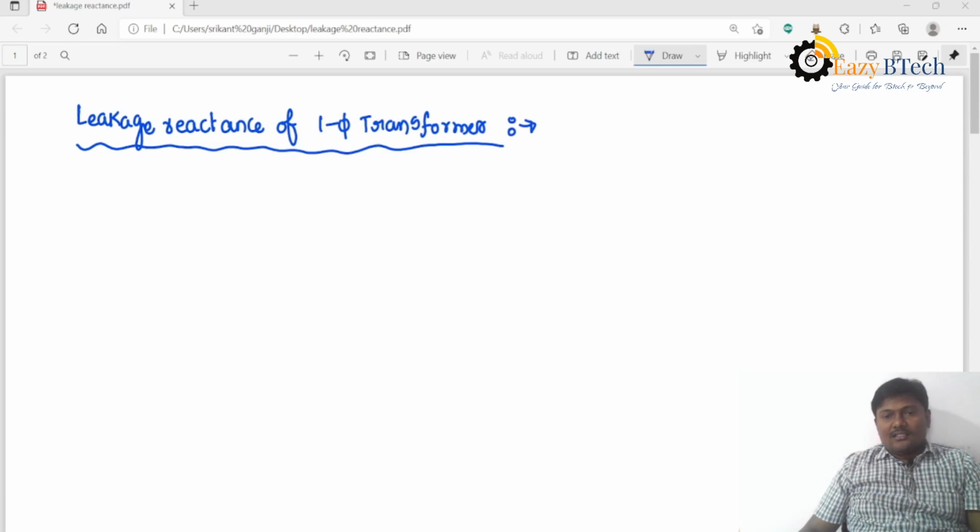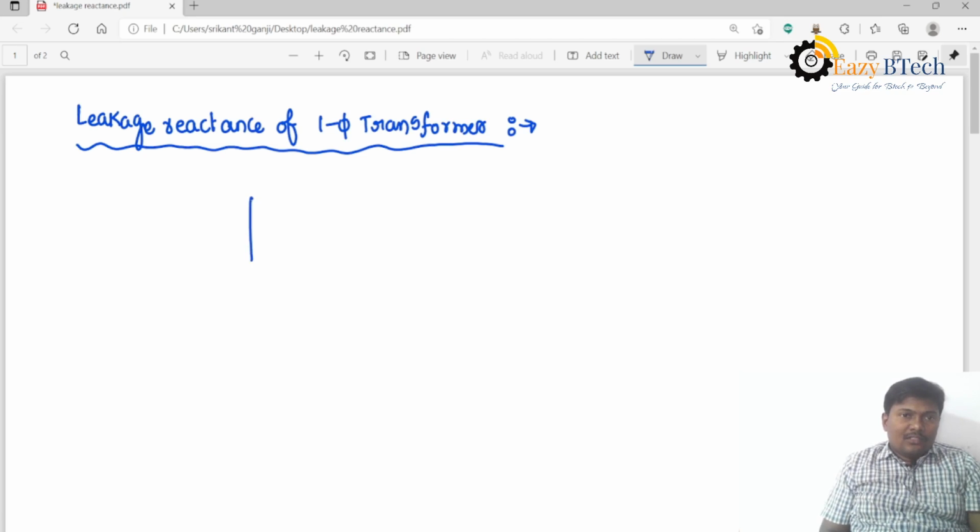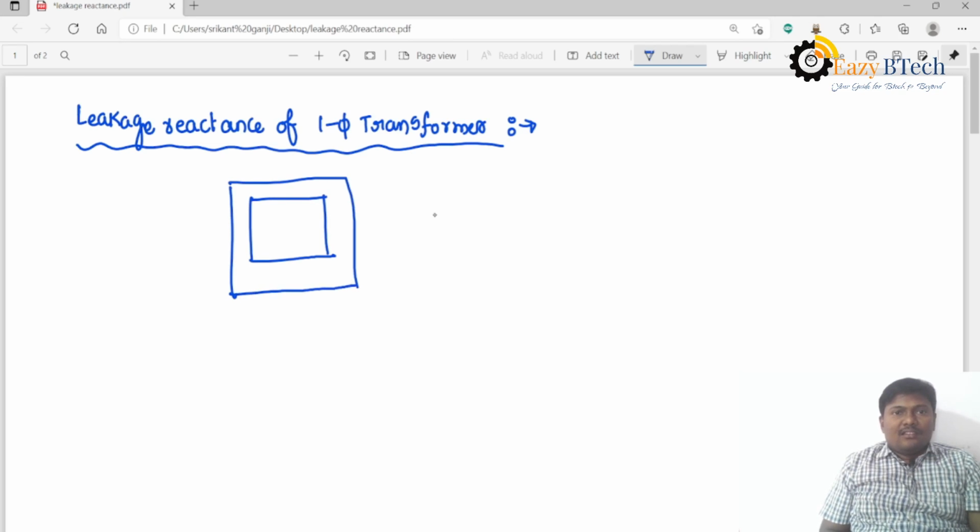In this lecture, I will explain what is the leakage reactance of a single phase transformer. In the previous lecture, we considered that the primary winding and secondary winding have a resistance. In this one, we will consider only reactance, that is the leakage reactance. So what is meant by leakage reactance, and how is it formed? Now I will tell you.